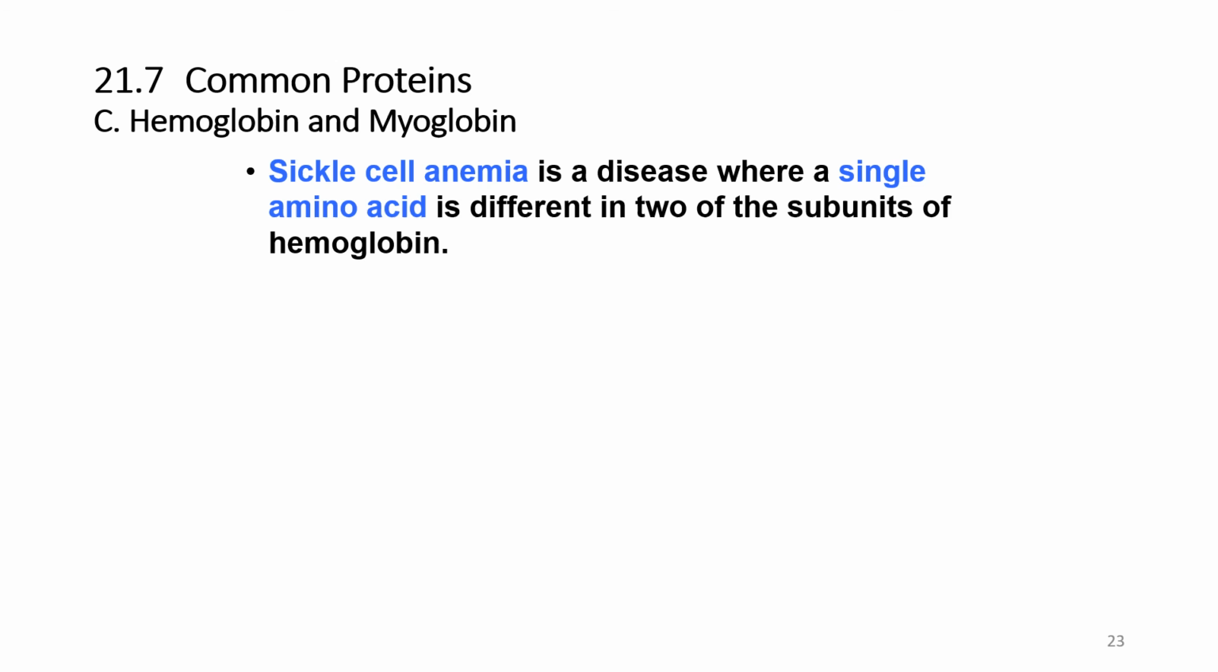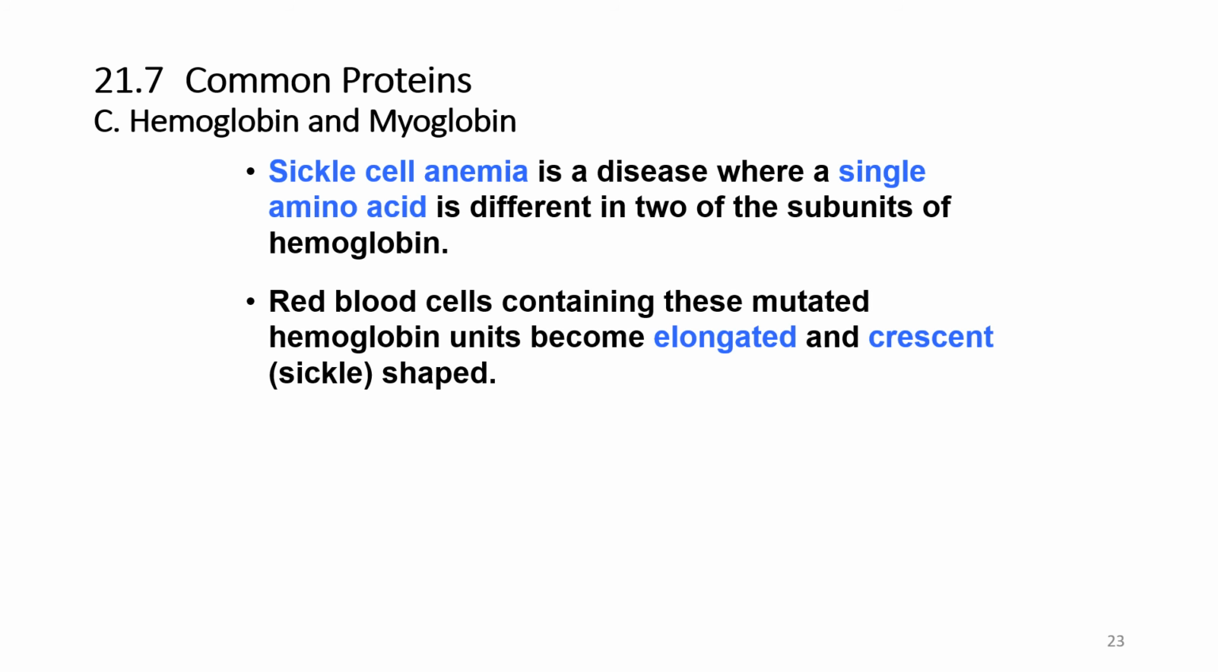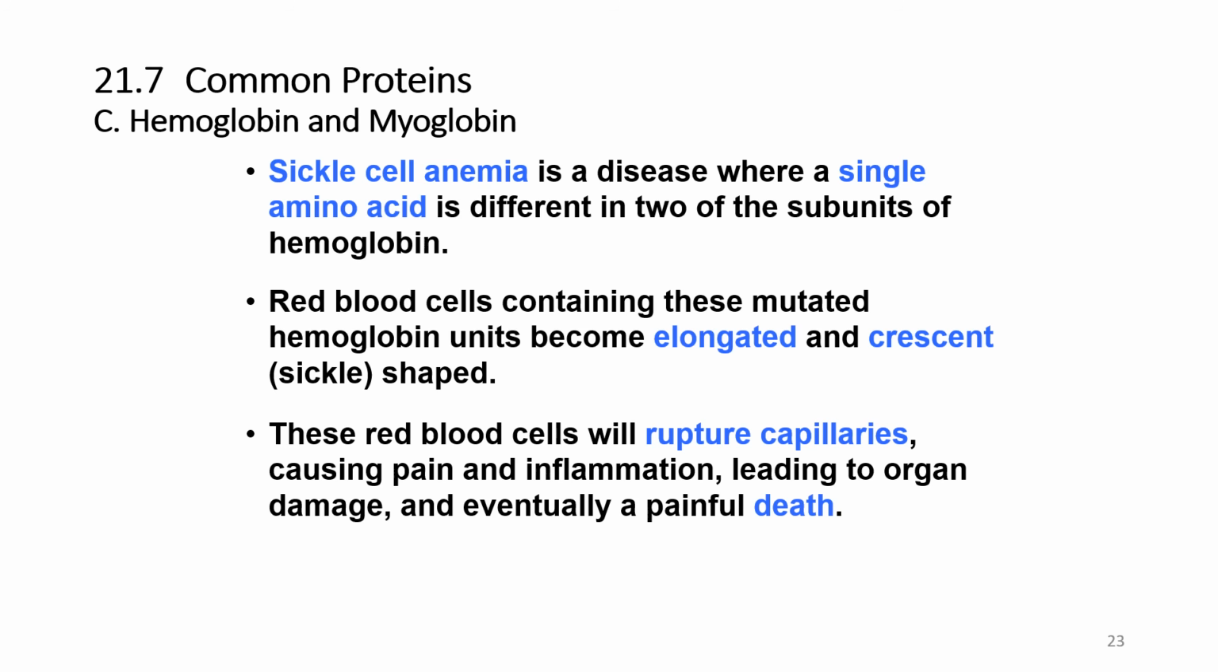Sickle cell anemia, you've probably heard of. It's a defect in a red blood cell, and there is just a single amino acid difference in 2 of the subunits of hemoglobin, but that can have a deleterious effect, obviously. The red blood cells are misshapen. They become elongated and crescent or sickle-shaped. That's how it's named. And these red blood cells can rupture capillaries, which leads to pain, inflammation, organ damage and even death as a result of sickle cell anemia.